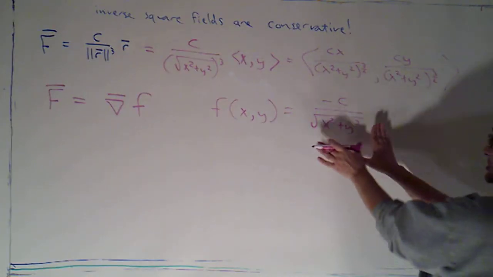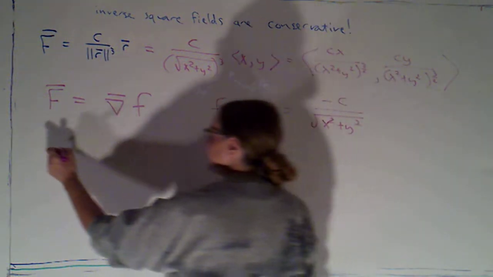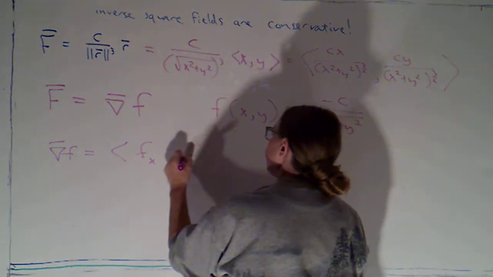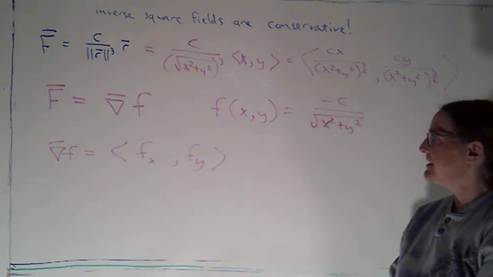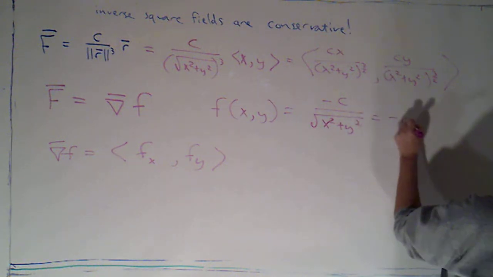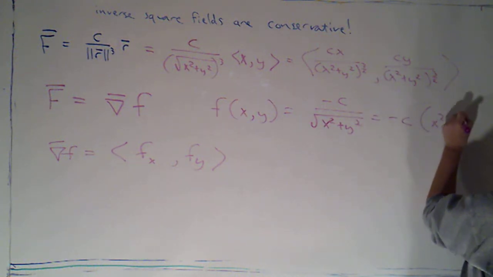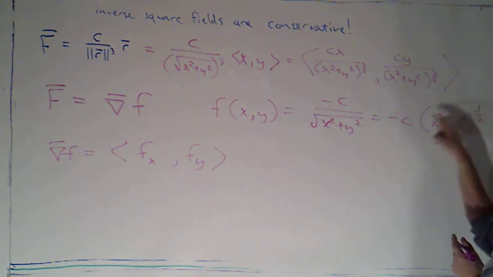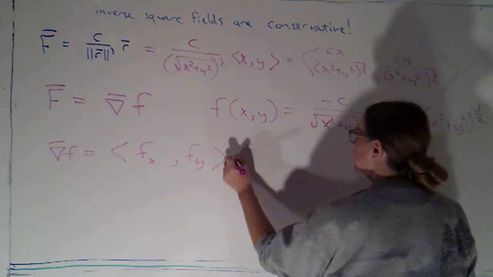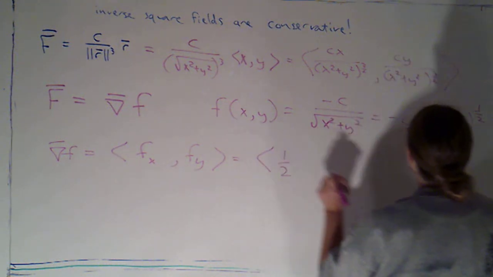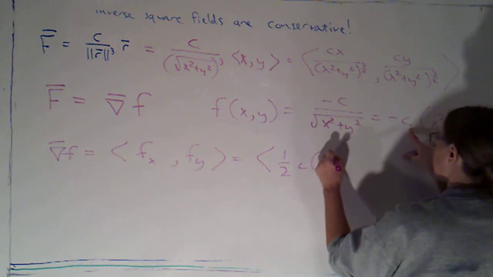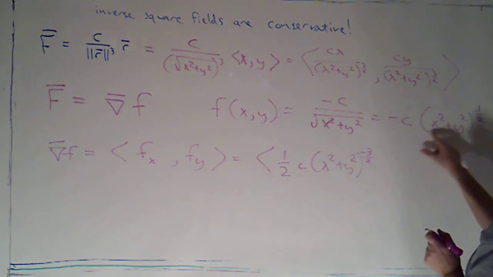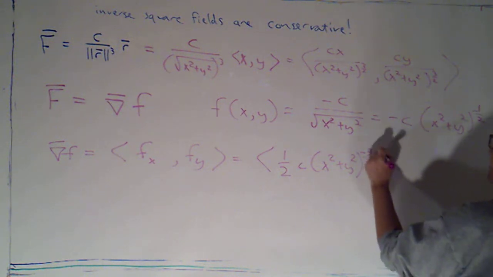So let's just take the gradient of this and see that we do in fact get that. The gradient of f is going to have the 2 partials of this function here. I'm going to just rewrite this as negative c times x squared plus y squared to the negative 1/2 power. And that way when I take the partials, I'm bringing down a negative 1/2. So that's going to give me a positive 1/2 c times x squared plus y squared to the negative 3/2. And then chain rule times the partial with respect to x of the inside part, which would be 2x.